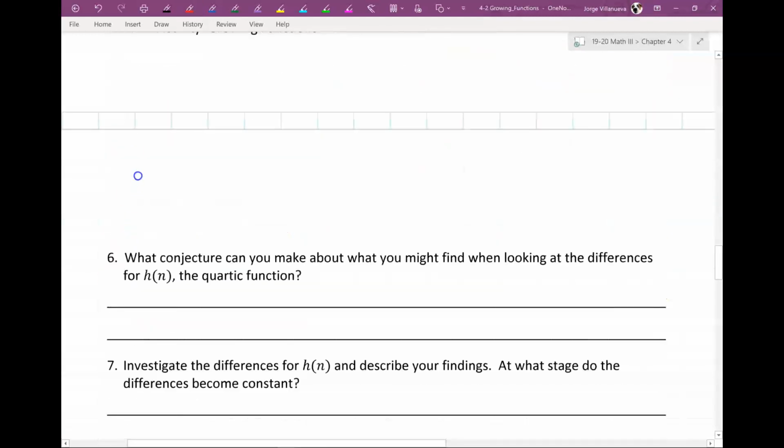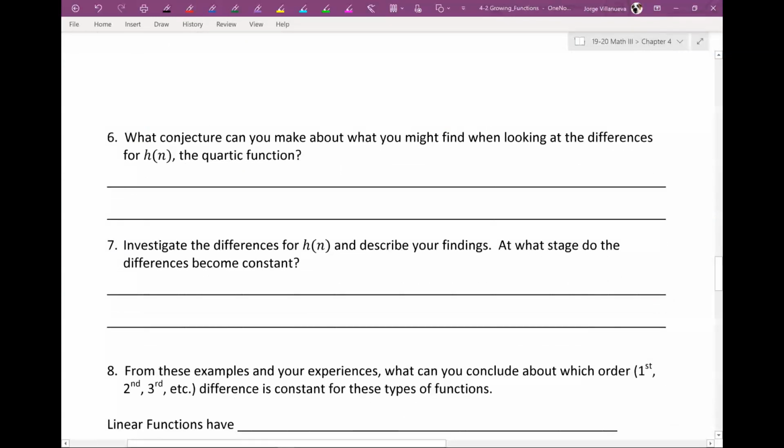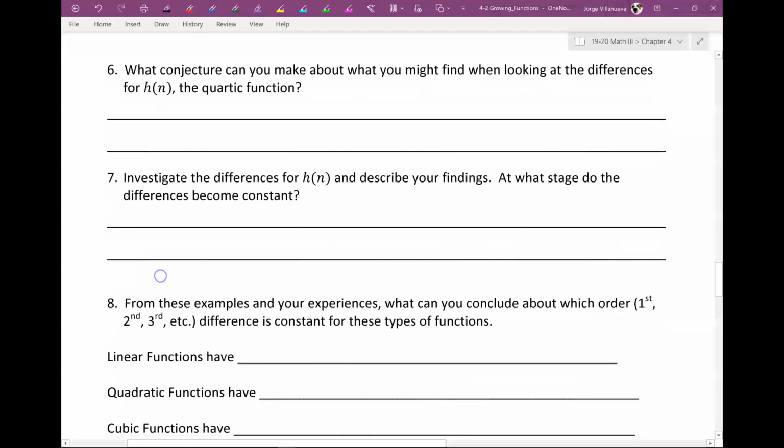All right. So then they ask us this question. What can you make up about what you might find when looking at the differences for the third function, the quadratic? So what are you expecting to happen when you try to find that it's a quadratic function? Well, we kind of mentioned it earlier. How many differences am I going to do? So I'm going to take 4. So I'm going to say I will have to find the fourth differences. And at 4, they should match.